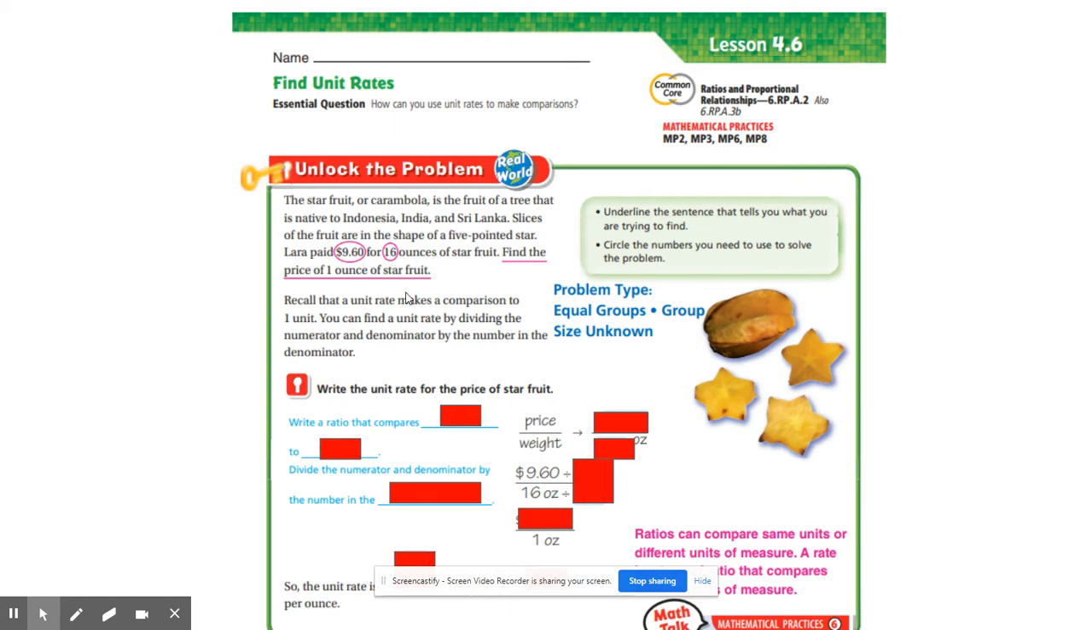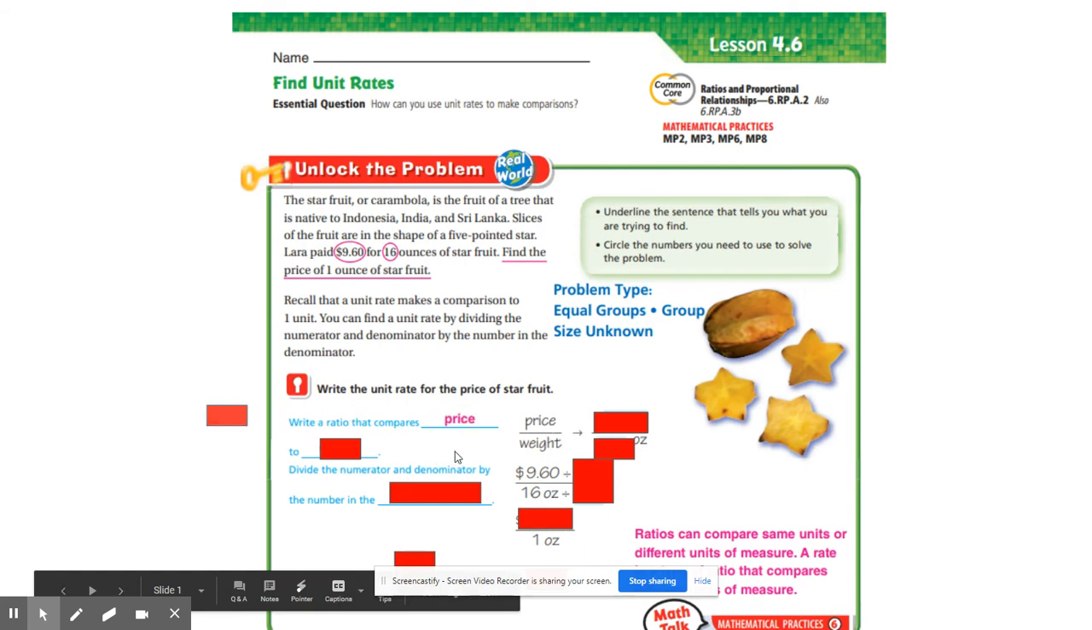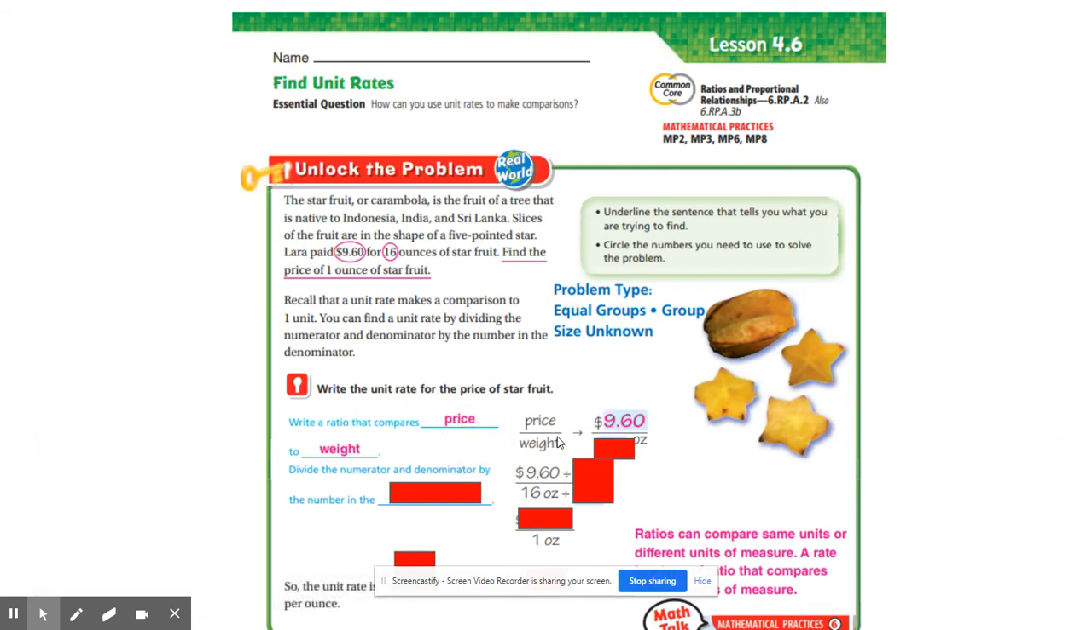When you compare and make a unit rate, you want to always make it into a fraction, like the ratios that we just talked about. So it's a ratio that compares our price to our weight in this case. Our price is $9.60. Our weight is 16 ounces. We make that into a fraction. And remember, that fraction bar in the middle is telling us to divide. So it really is telling us to do $9.60 divided by 16 ounces.